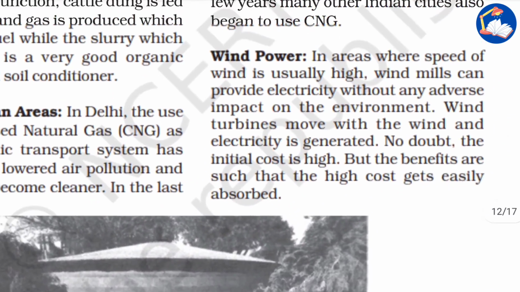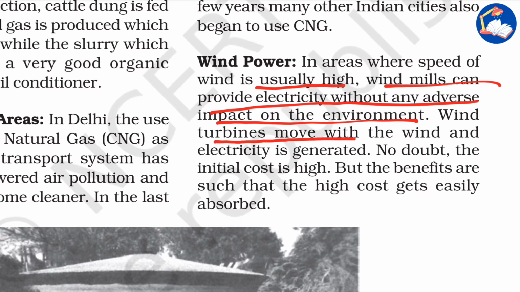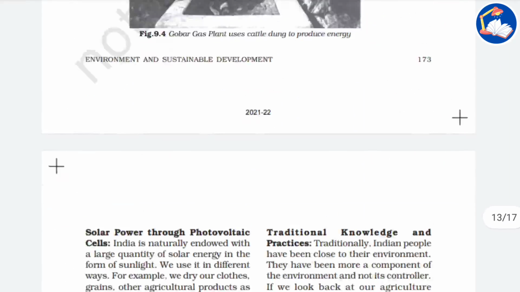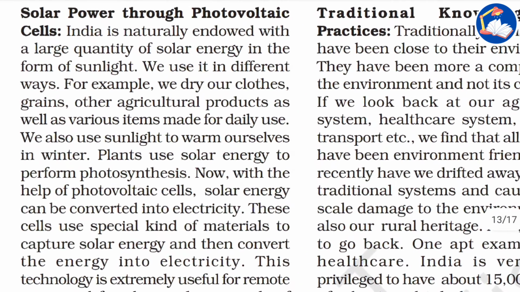Now we look at wind power. In areas where the speed of wind is usually high, windmills can provide electricity without any adverse impact on the environment. Wind turbines move with the wind and electricity is generated. No doubt, the initial cost is high, but the benefits are such that the high cost gets easily absorbed. Now we look at solar power, power through photovoltaic cells.